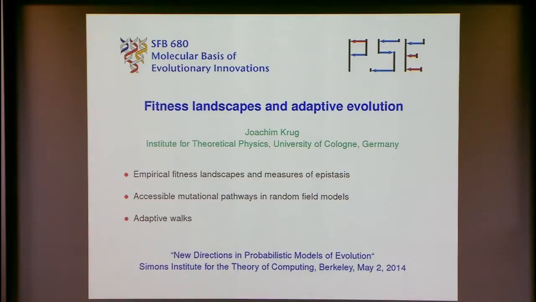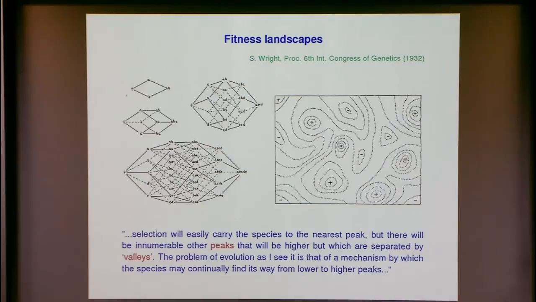Now, a talk on fitness landscapes basically has to start with Sewall Wright, who introduced this notion in 1932. And he introduced it mainly to make clear that, in his view of evolution, evolutionary problems typically have many solutions, which can be viewed as peaks in the fitness landscape, and there's an evolutionary problem to understand how you get from one peak to the other, how you can cross valleys, and this eventually led to the development of Wright's shifting balance theory.